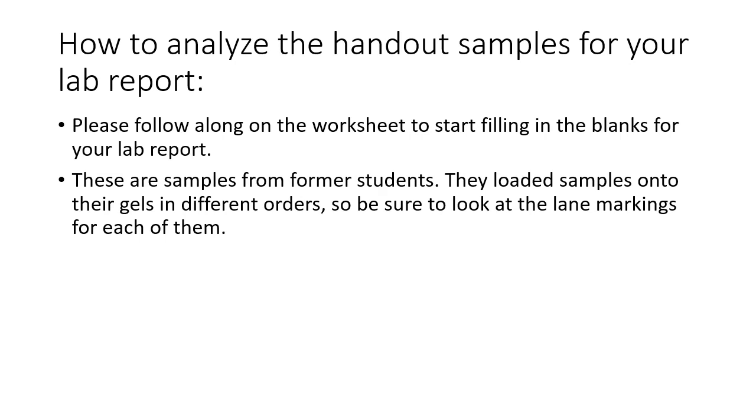Okay, so now we're going to move on to look at the actual handout samples that you need to fill out for your lab report. So you should follow along on the worksheet and start filling in the blanks. What you're asked to do is look at the 25 sets of samples from students and assign genotypes of big T, little t to each of them, and write down the band sizes that they produced from each of the enzymes that we studied. So make sure you look at the samples, look at the loading samples, to make sure that the lane markings are right for each of them.